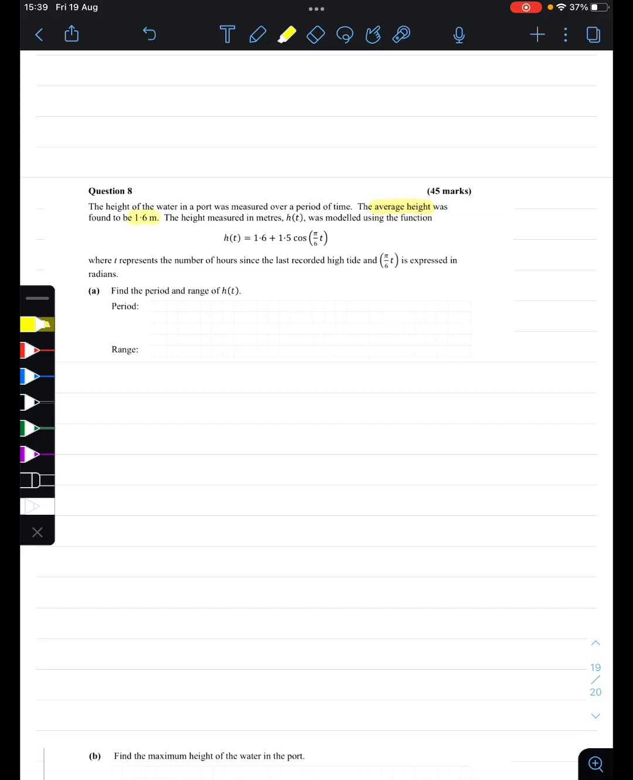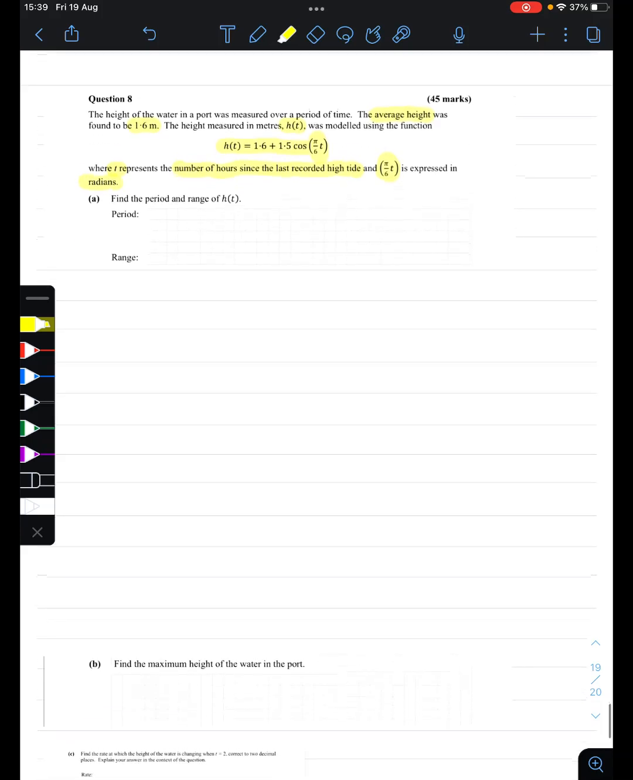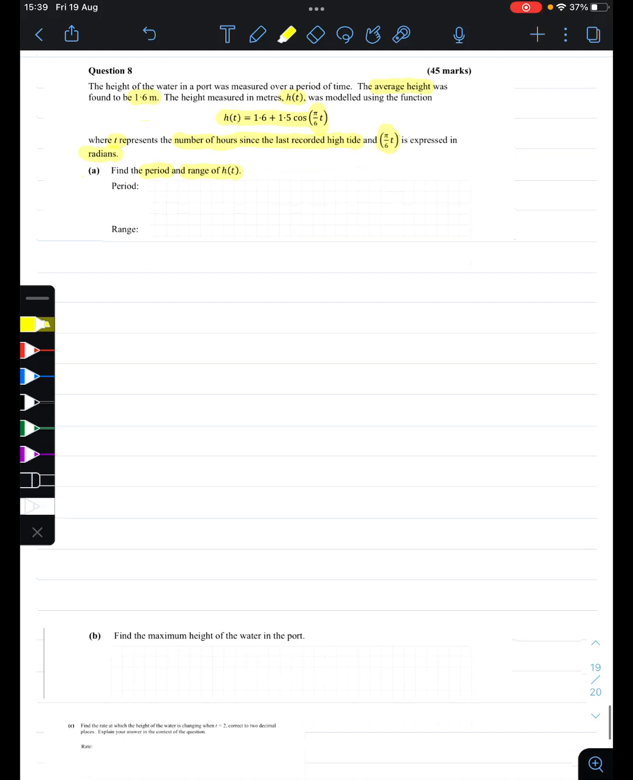The height measured in meters, h of t, was modeled using the function h of t equals 1.6 plus 1.5 cosine pi over 6t, where t represents the number of hours since the last recorded high tide, and pi over 6t is expressed in radians. And it wants us to find the period and the range of our function.